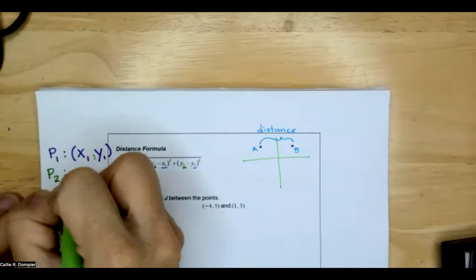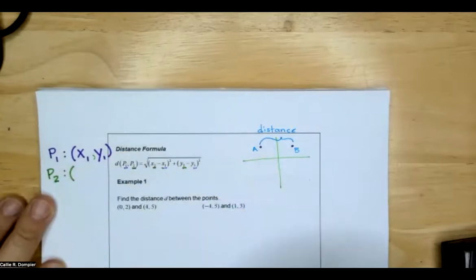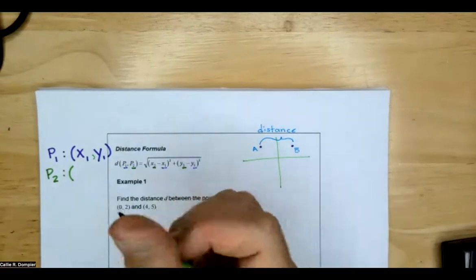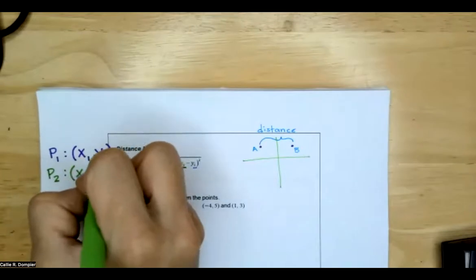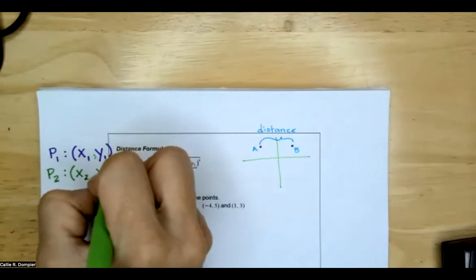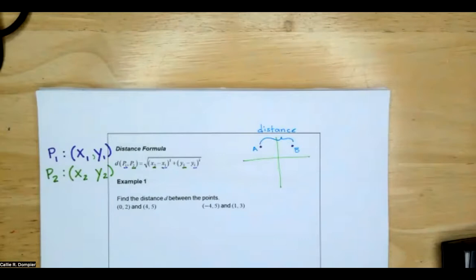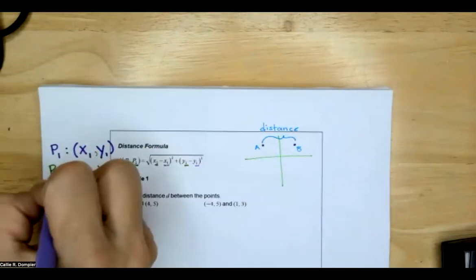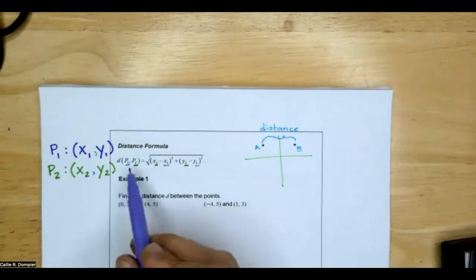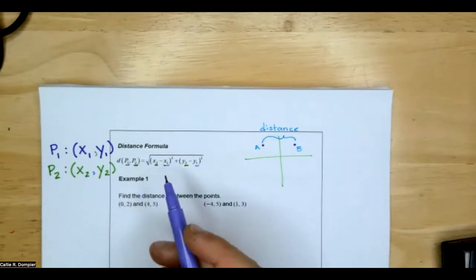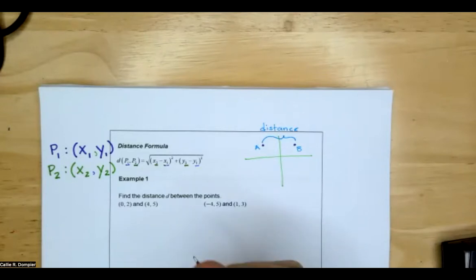Point 2, the little x and y values, x2, y2. Sorry, the coordinate points will have a subscript of 2. Good. Okay, so numbers that are small and to the right of the variable are just subscripts. D means distance.